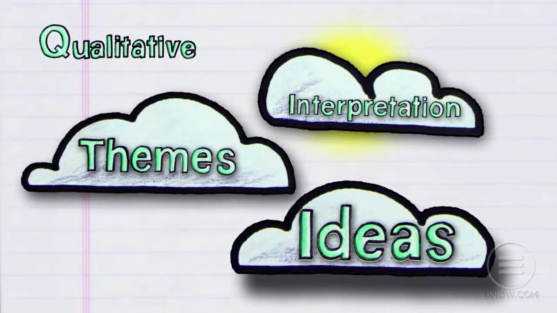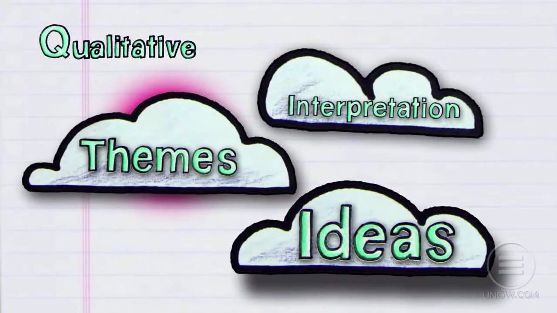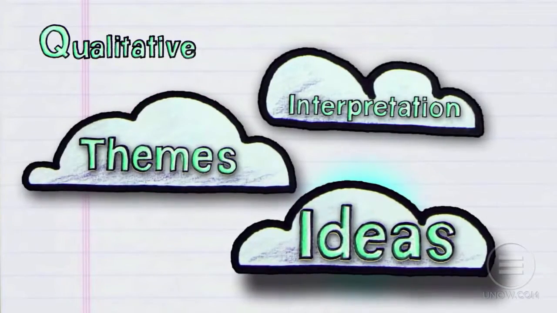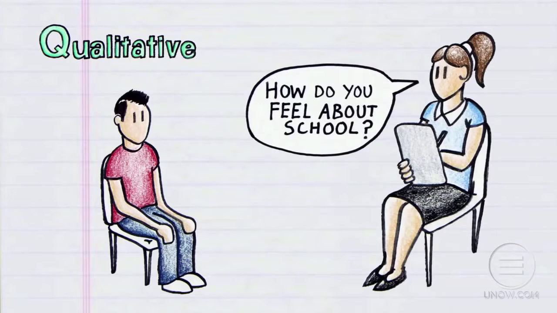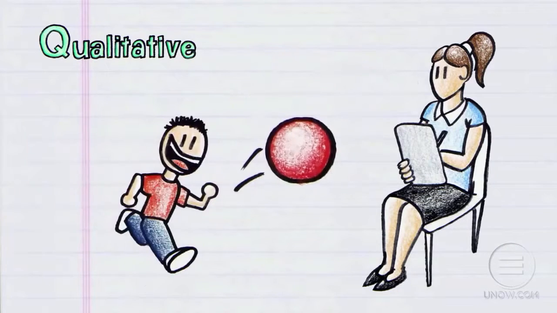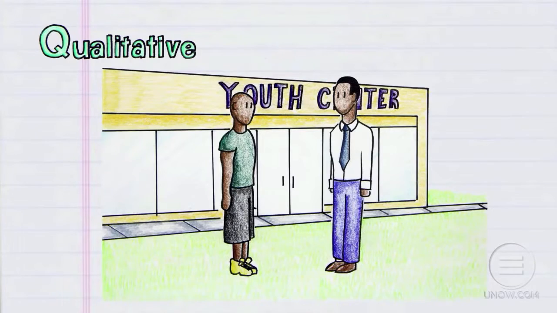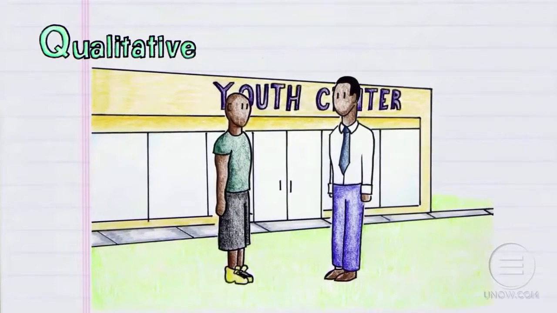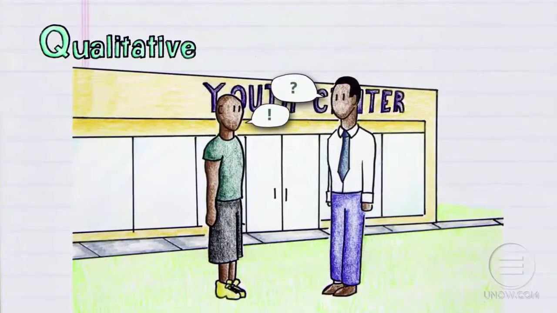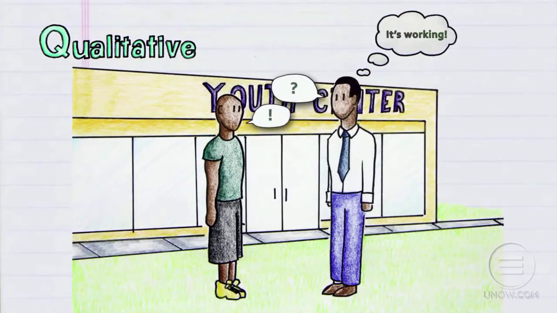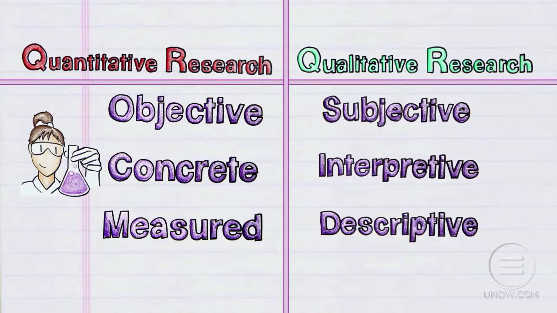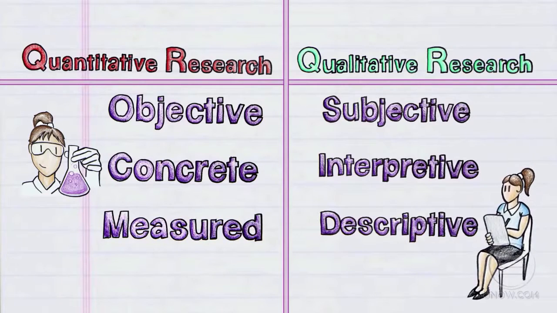Qualitative research is more subjective and requires the researcher to interpret data in order to form thematic ideas. It often includes interviews with open-ended questions, case studies of specific situations, and loose observation. Let's say you want to find out if a youth program helps underprivileged teens. You would want to talk to the participants and ask them what they think. Then interpret your results.